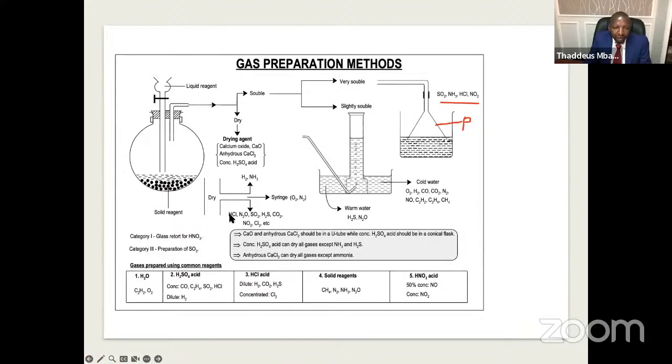Then we have the ones that are collected by downward delivery. Those are gases that are denser than air. So those are the gases that are there.